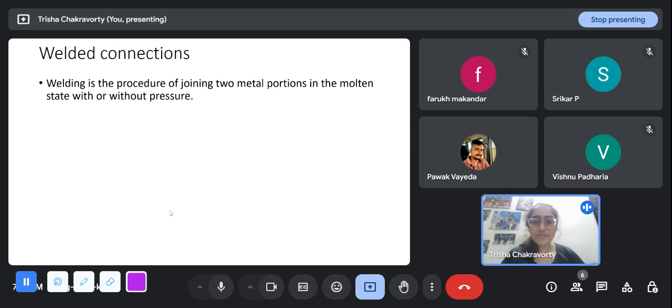Welding is the procedure of joining two metal portions in the molten state with or without pressure.